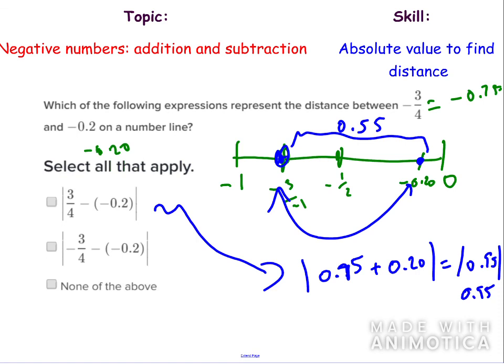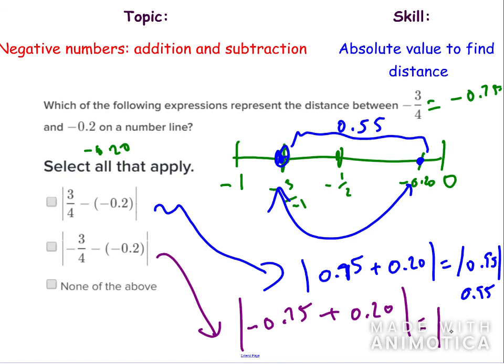So in purple, let's do this one. This is the absolute value of negative 0.75 plus, because minus negative, 0.20. All right, so when you find negative 0.75 plus 0.20 equals the absolute value of negative 0.55, which, by the way, is equal to 0.55. So this one does work out.